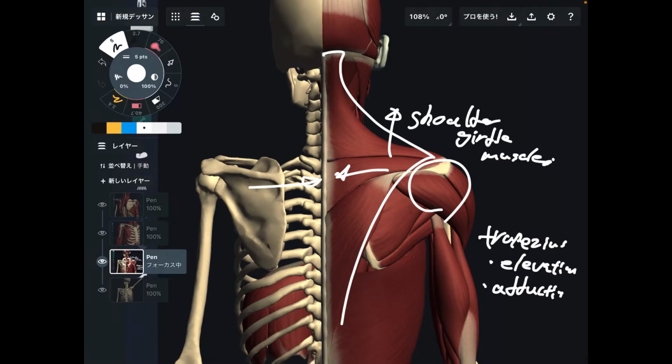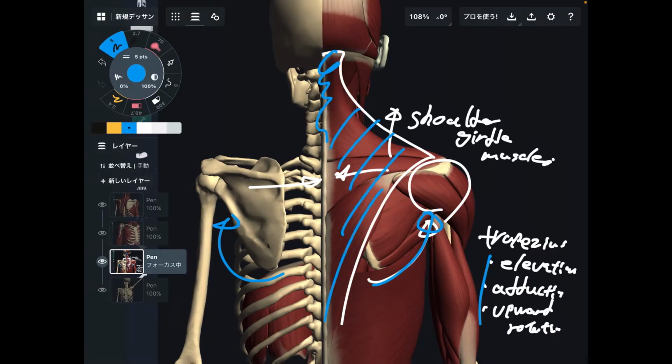This is adduction. And one more function, that is upward rotation of scapula. It's like you kind of open up scapula this way. If you look carefully about movement of trapezius, that can move head and neck, but I would like to skip neck movement in this video. I want you to focus on scapular movement only. Okay, this is trapezius. Now, what happens if you dissect trapezius? What do you see when you open up trapezius?